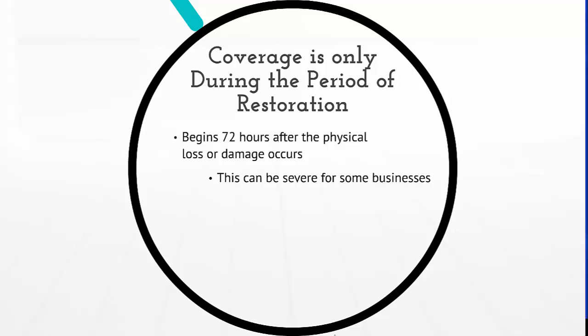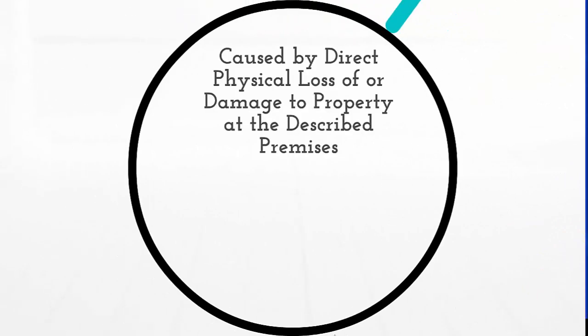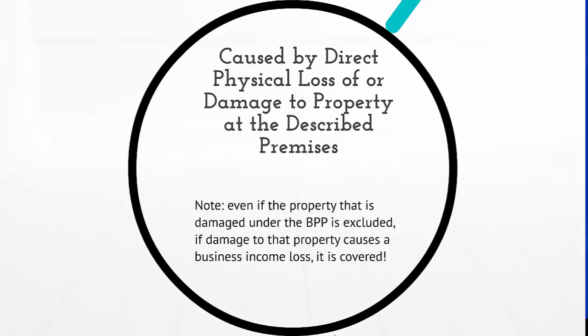This exposure can be severe for some businesses, particularly those businesses who have spoilage concerns or are highly dependent on ongoing operations. The coverage period ends when the property is replaced or repaired with reasonable speed and similar quality, or the business is resumed at a permanent location. And as I said, the business income loss must be caused by direct physical loss of or damage to property at the described premises. Note, even if the property that is damaged under the BPP is excluded, if damage to that property causes a business income loss, it is covered.